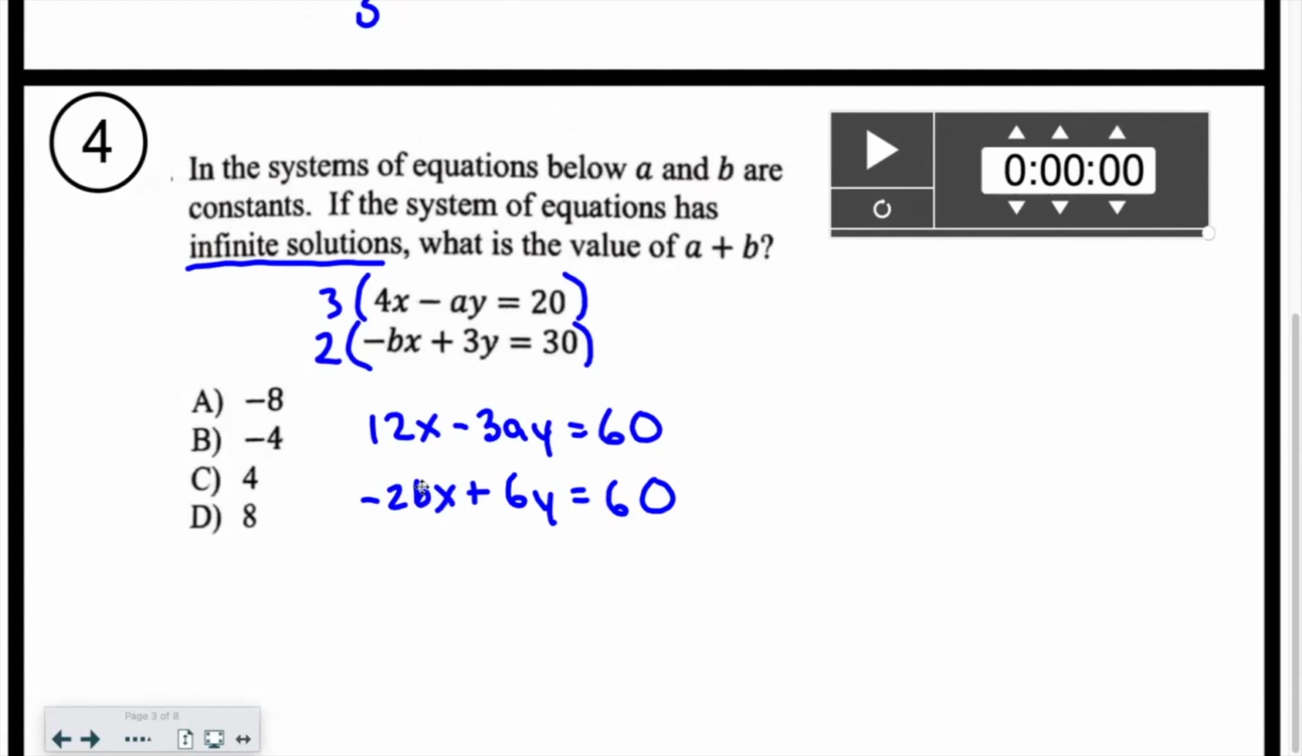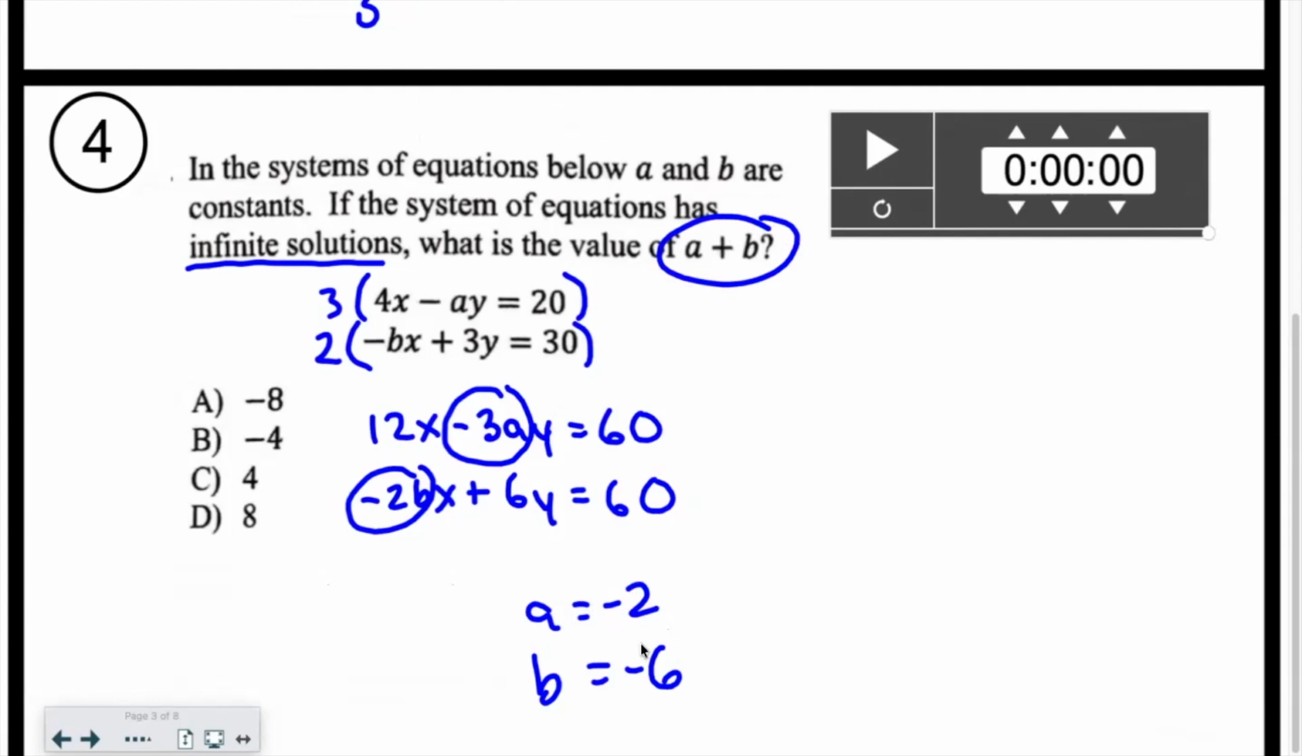And then I'm going to choose values of a and b that make everything else the same. If I start with a, I'm going to make a -2, because -2 times -3 gives me the +6 that I have down here. And then I'm going to choose b to be -6, because -6 times -2 is this +12. And then when I add them together, I get -8, which is A.